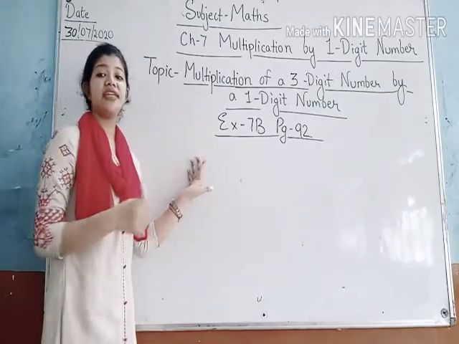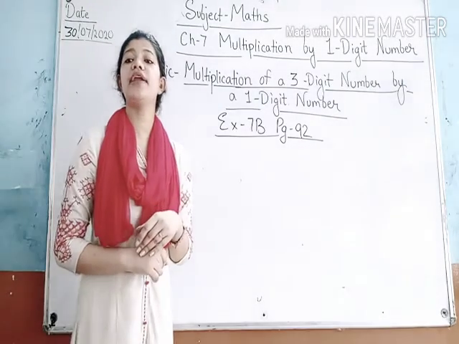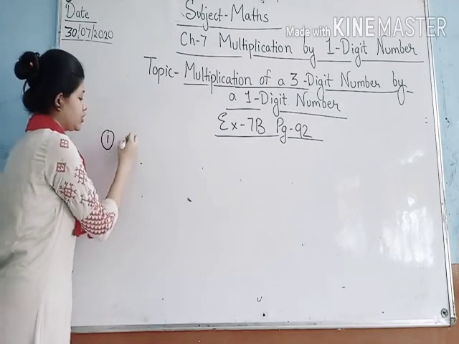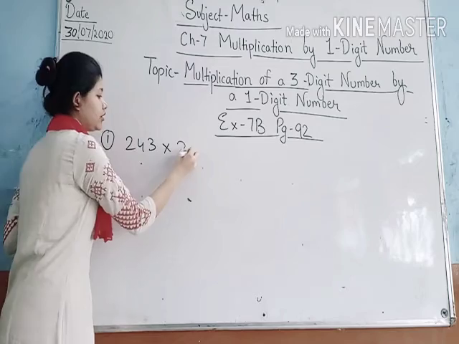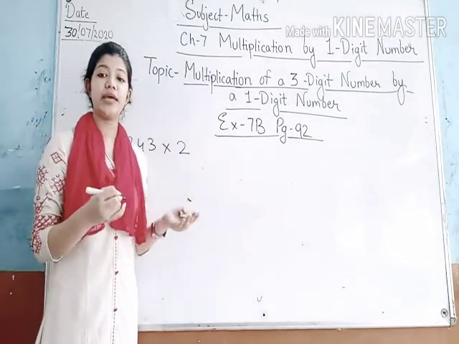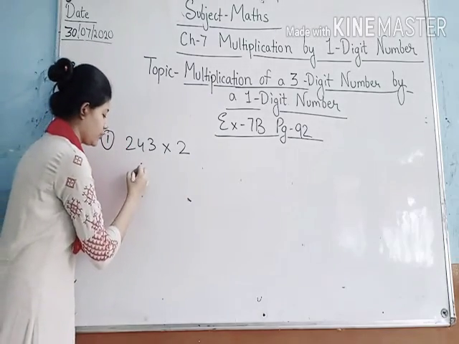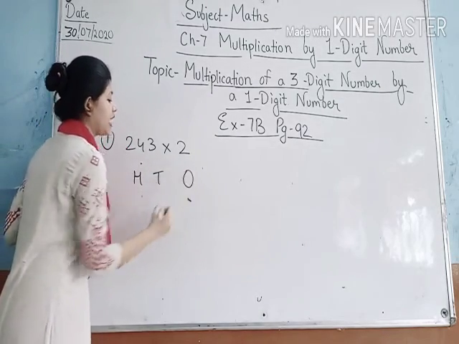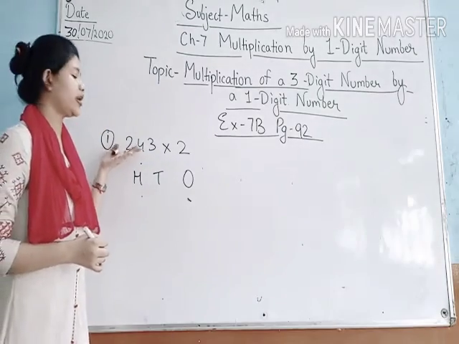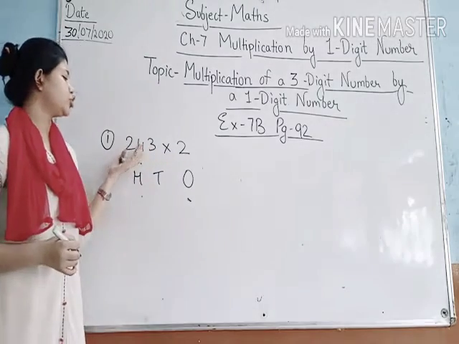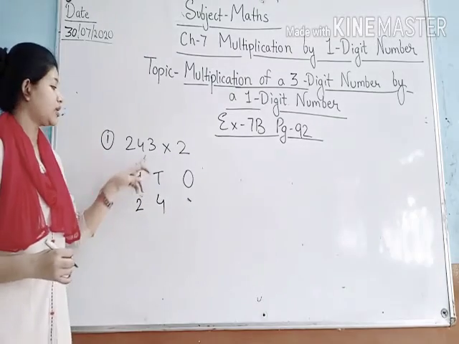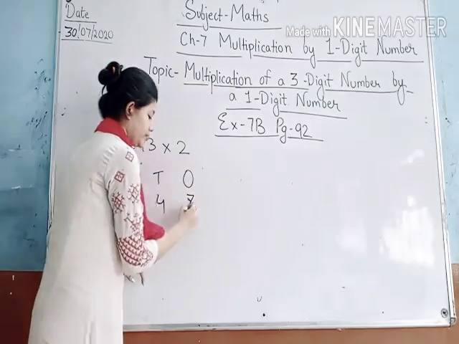Now let's take the first one as an example: 243 into 2. What will be our first step? To arrange the numbers under the columns of hundreds, tens and ones. The first factor here is 243. In this number, 2 will be placed at the hundreds column, 4 at the tens column and 3 at the ones column.